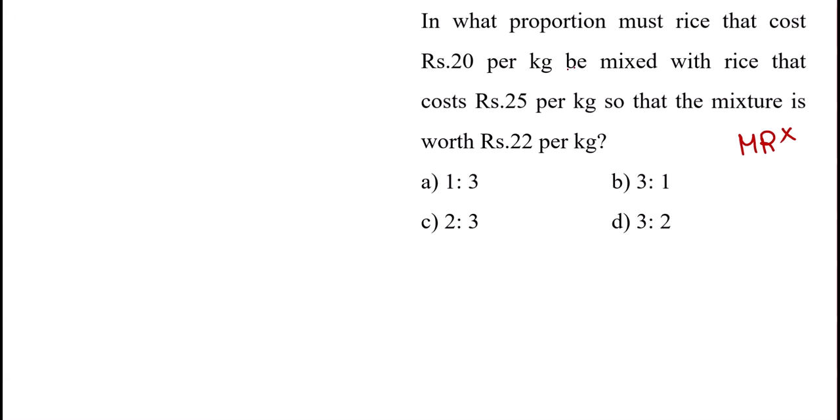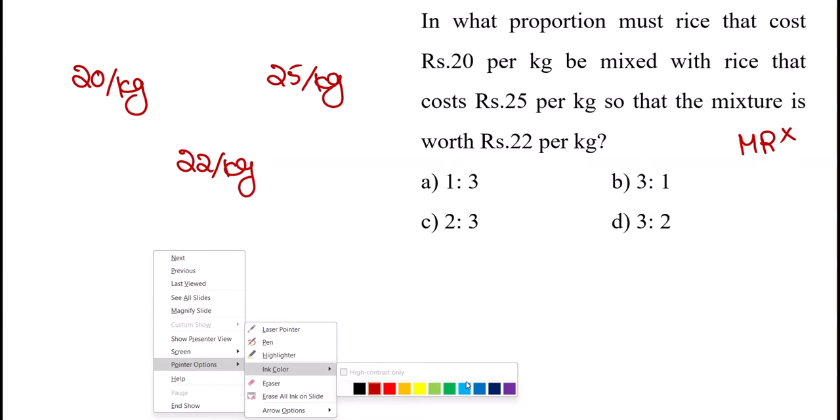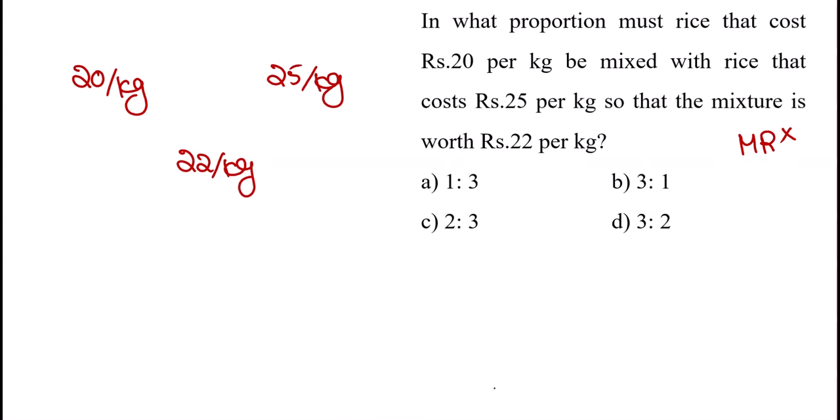They said one type of rice costs 20 per kg, the other type costs 25 per kg. The mixed one should be written in the middle. The mixed one is 22 per kg. Now they are asking in what ratio you are mixing. What ratio are you mixing, right? So one is 20, the other one is 25.